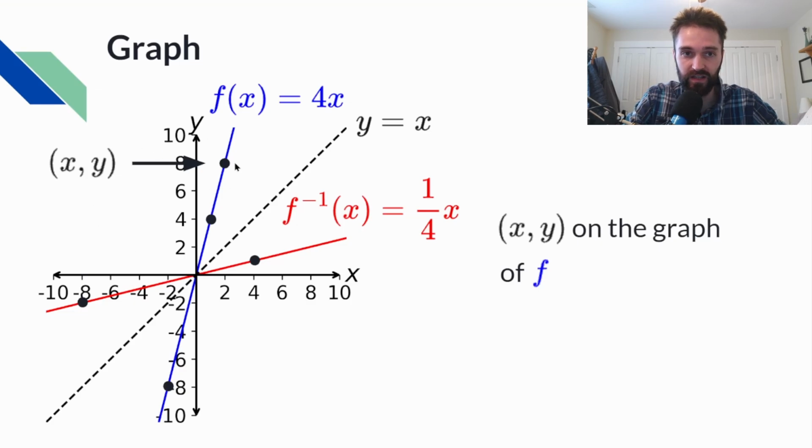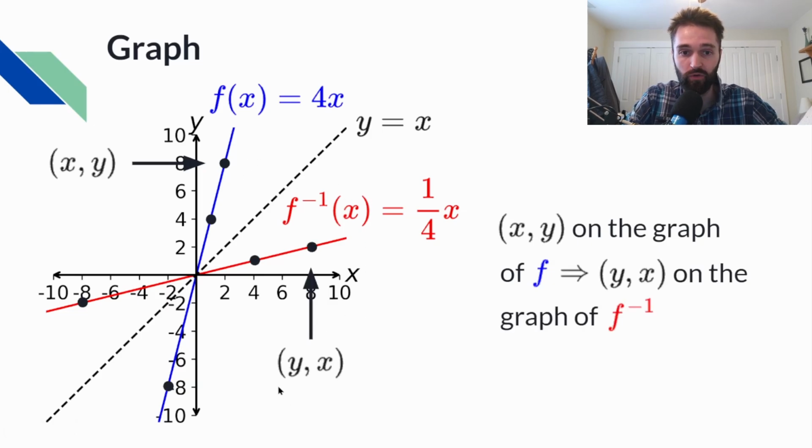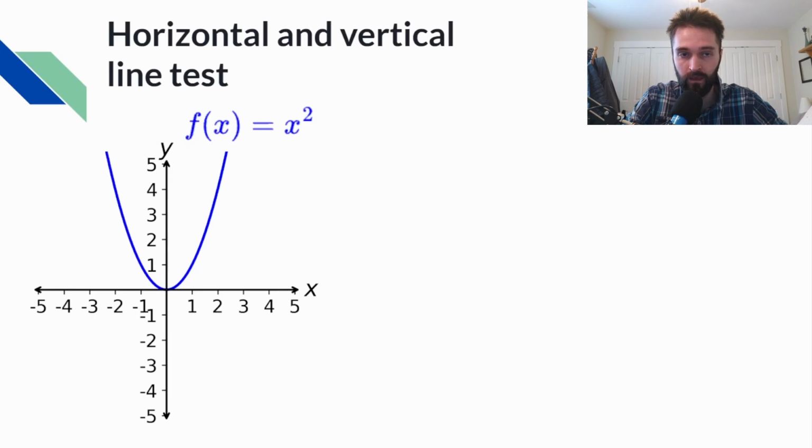Let's take a look at a point in general, right? This is just any point on the line y equals f of x, y equals 4x. So if I have any point x, y on this blue line, if I have any point x, y on the line, then that means that the point y comma x is on the graph of f inverse. Okay? Let's take a look at a function that's not one-to-one. Okay?